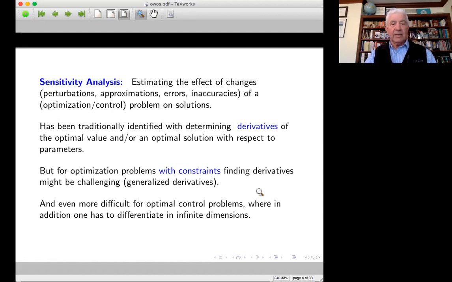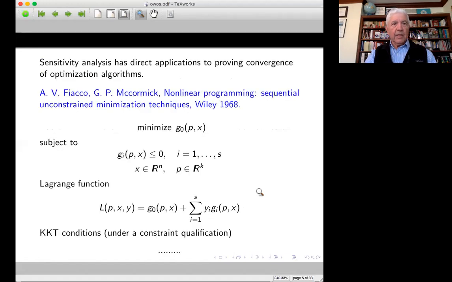But in optimization problems with constraints, finding the derivatives may be very challenging. And that's why generalized derivatives were invented. But the generalized derivatives mostly work in finite dimensional problems. When we'd like to do sensitivity analysis in optimal control, there are even more challenges. Namely, we have to differentiate in infinite dimensional spaces, which is quite a difficult task sometimes. Okay, let me start from the very beginning.